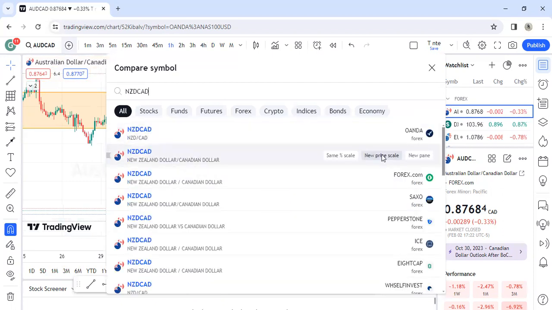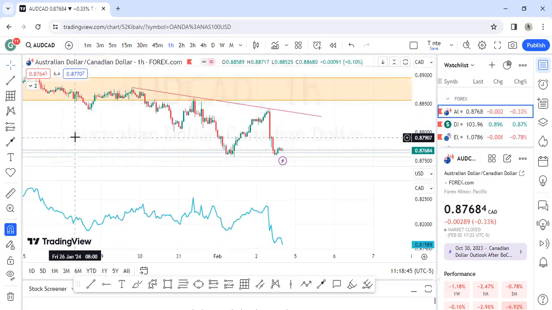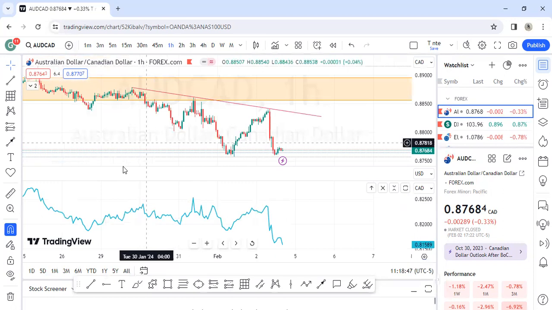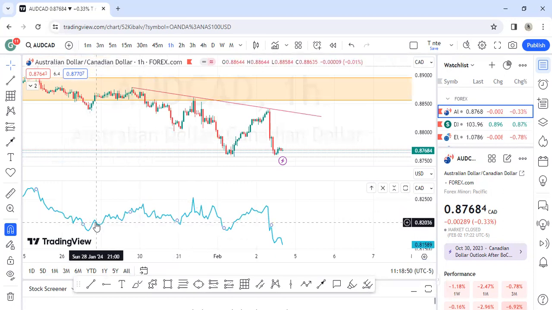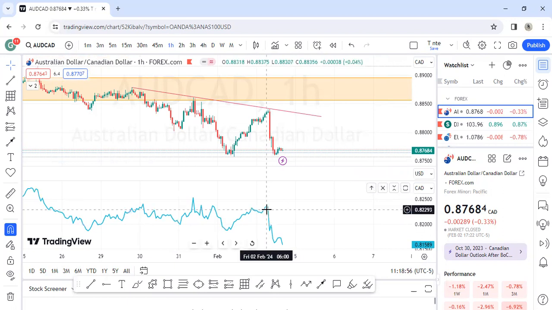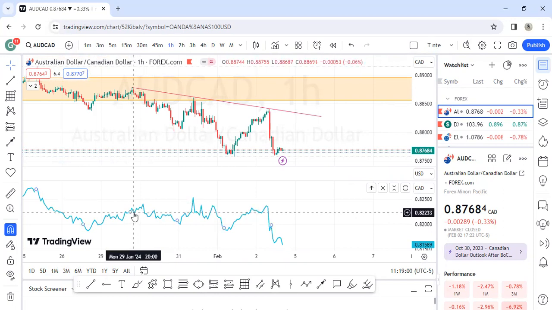NZD card. New pin. Sorry. I want to compare this with NSD card. NZD card. You can see there's something of interest on NZD card. Give me a moment, I want to confirm something. All right, so I want to confirm there's something of interest on NZD card.